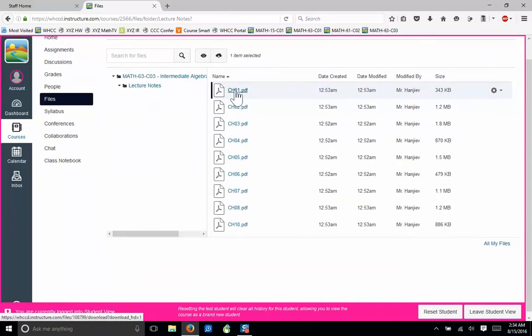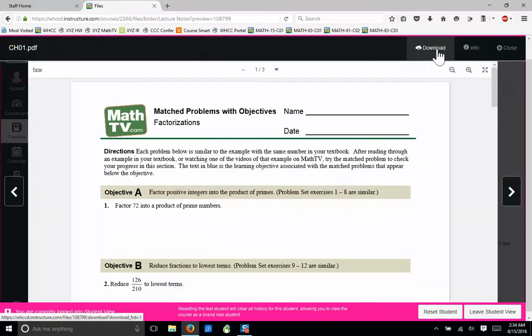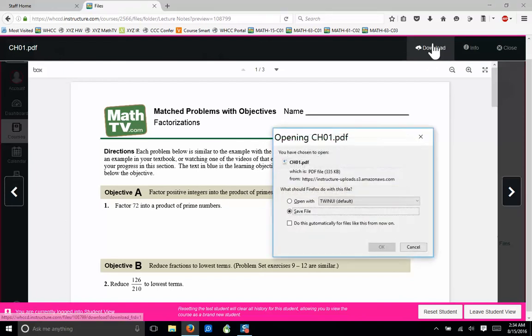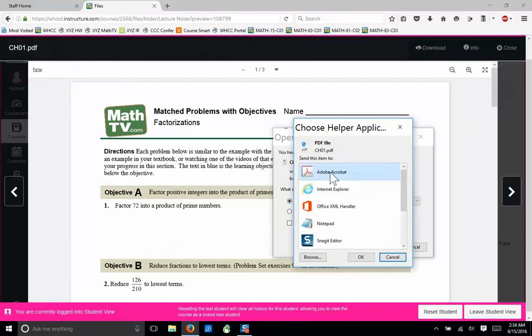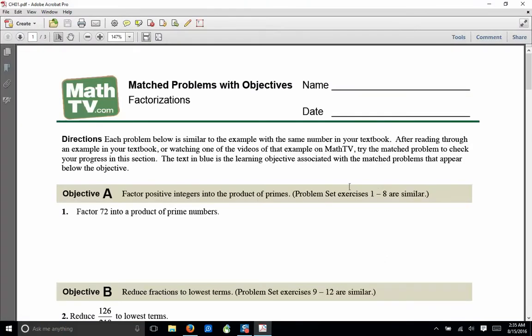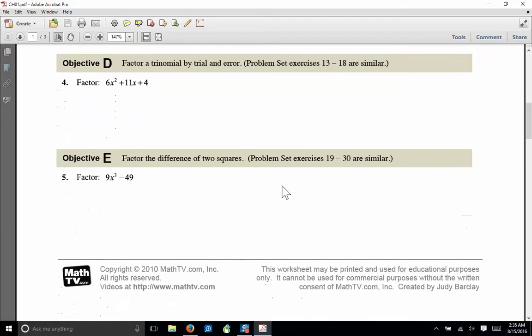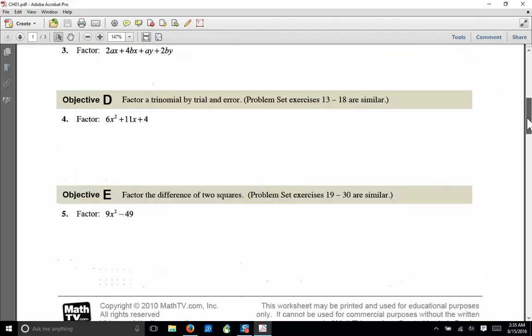So my suggestion is you click on it, and then you click this little download button right here. After you download it, you open it up in Adobe Acrobat Reader, or Adobe Acrobat, and once you do that, it's going to look a lot better. And then at this point you can print it out.